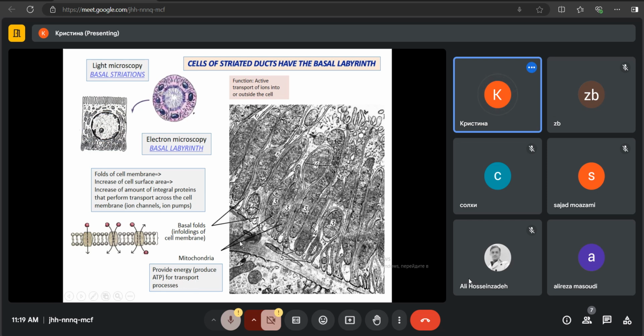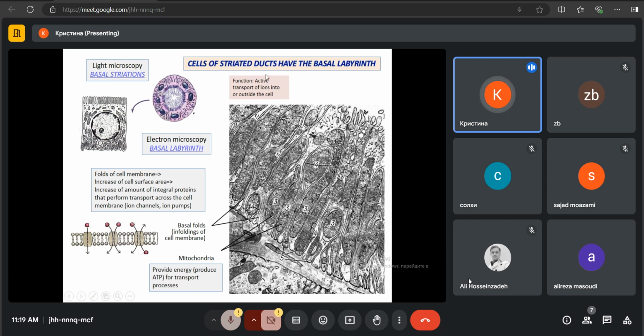So mitochondria produce ATP. This is how such a cell looks like on an electron microscopy picture. This is the border of the cell, because here we see the intercellular junctions. Here, this is the basement membrane. And we see here a lot of folds of membrane from the basal portion of the cell. And between these folds, we have a lot of mitochondria. Mitochondria make oxyphilic staining of such cells. So the function is active transport of ions into or outside of the cell.